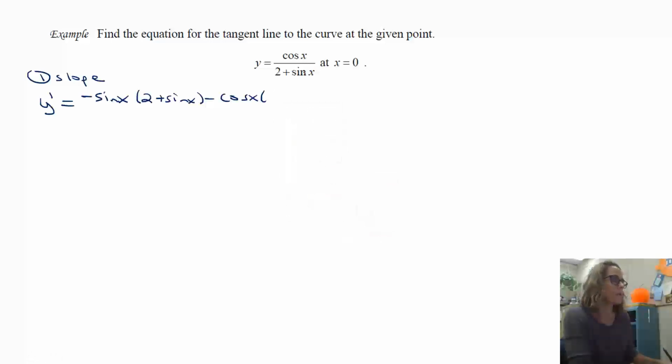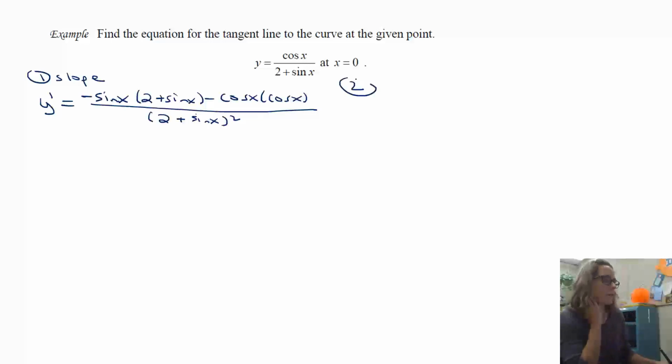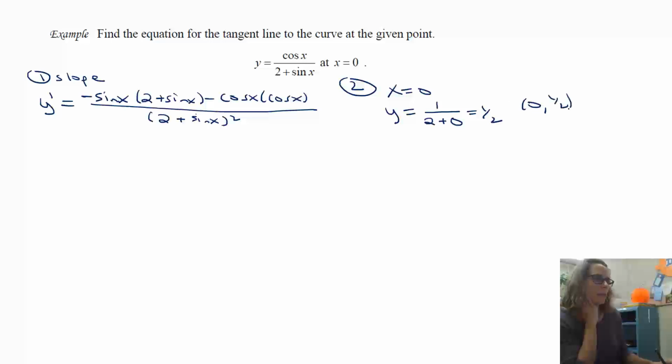All right, so now I'm going to take the derivative of the denominator, which is just going to be cosine x, and I'm going to divide that by the denominator squared. Okay, and then we have our point here. That point is going to be x equaling 0, and so we know that y is going to be cosine 0, which is 1, over 2 plus sine 0, but sine 0 is 0, so we get a half. So our point is (0, 1/2).